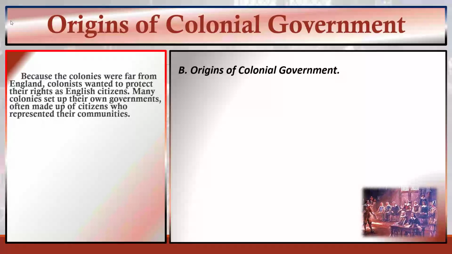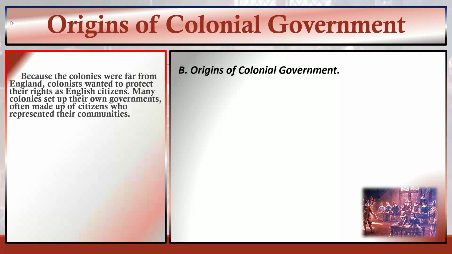Because the colonies were far from England, colonists wanted to protect their rights as English citizens. Many colonies set up their own governments, often made up of citizens who represented their communities. Now we're getting into that self-rule thing, right? I can see that right here. And why? Because according to the Magna Carta, the idea of having some level of self-rule, or having a group of people sharing power, there's that principle of the Magna Carta, was important to the English. They wanted to bring that over with them.